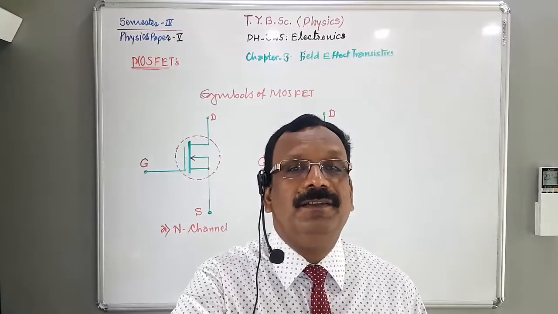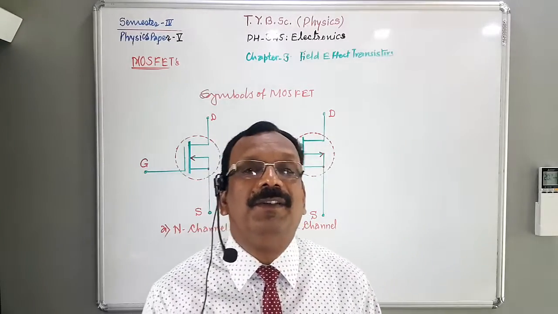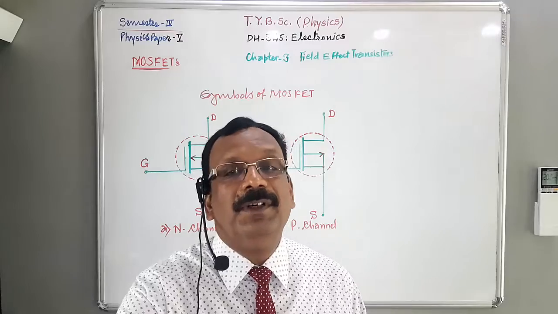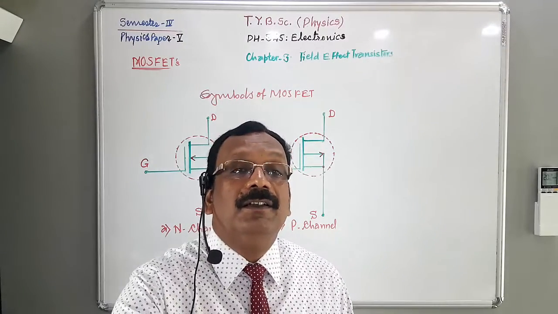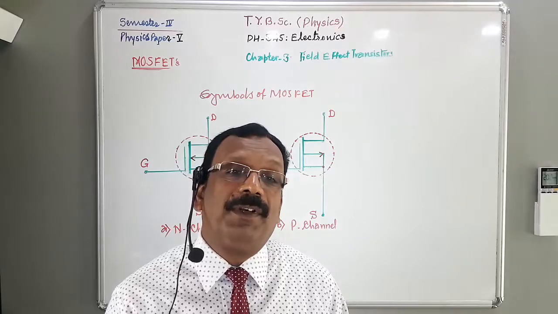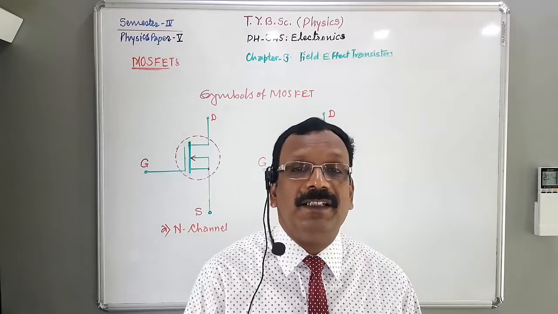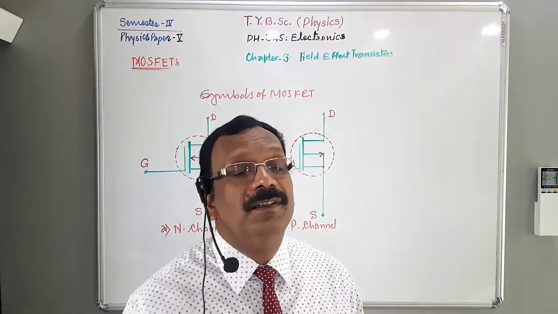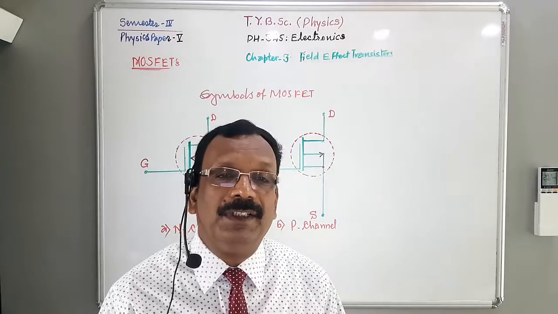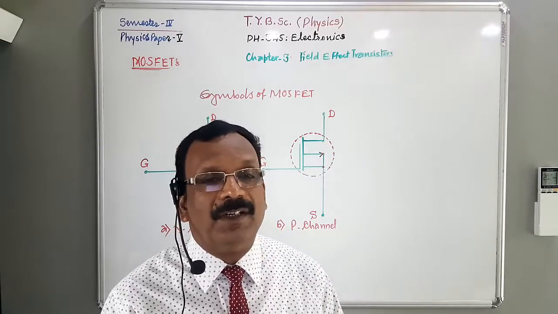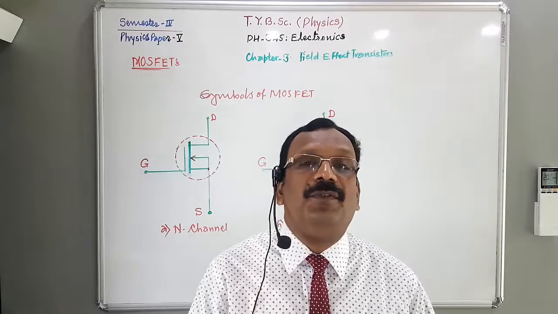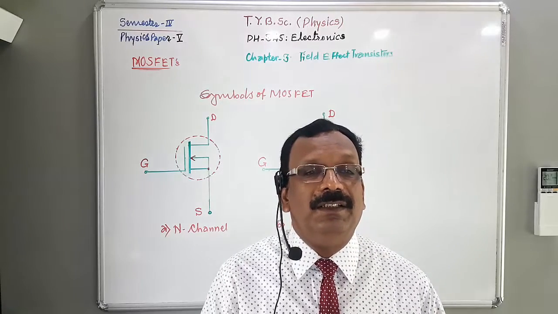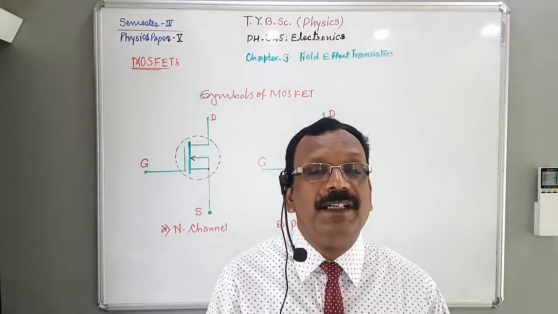In the previous lecture we studied the enhancement type n channel MOSFET. In that article we studied the working principle, then what is enhancement mode. After that we studied static characteristics, and in static characteristics we studied drain characteristics and transfer characteristics. Now today we are going to see the last article of this chapter, that is symbols of MOSFETs. First of all, we are going to see the symbol of depletion type MOSFET.